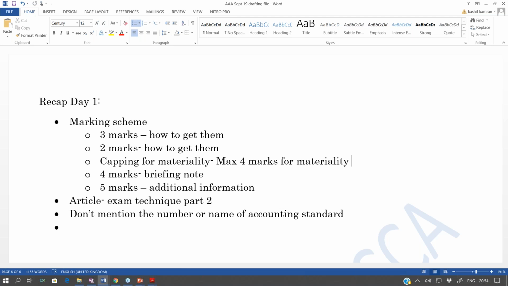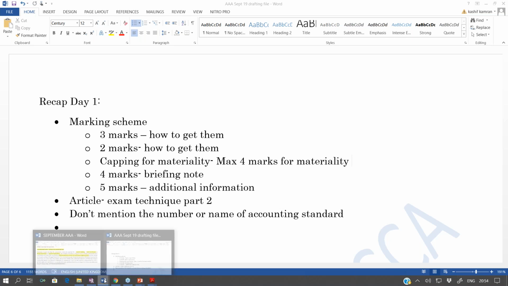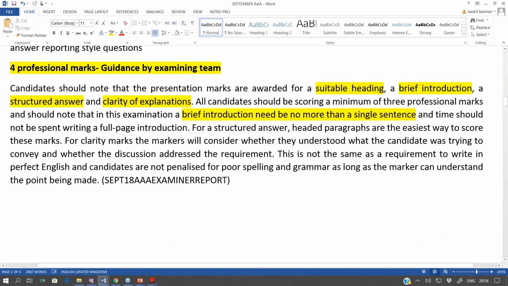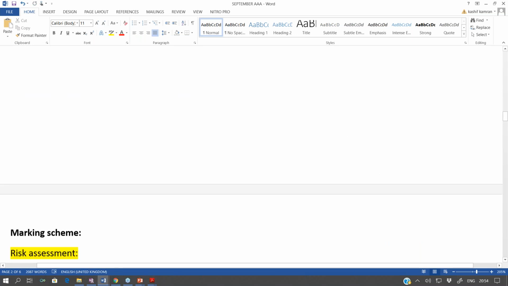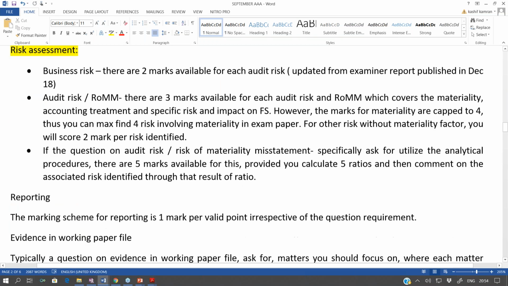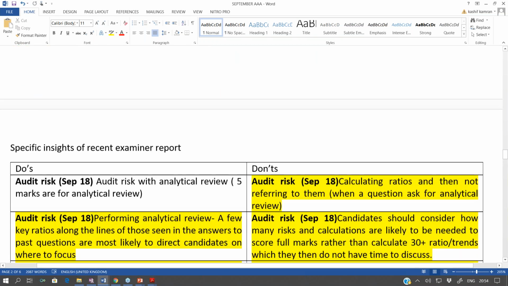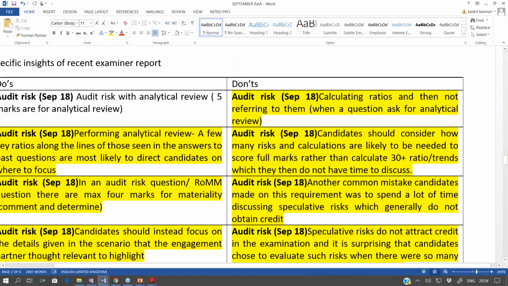We've just done the recap. We've just gone through the audit risk and the approaches to audit risk, right? Just one last thing where I want examiner feedback coming right in front of your screen. We've already taken the examiner feedback about the 4 marks and how we should be taking the 4 marks in the exam paper. Now I want you to go with some don'ts of the examiner.